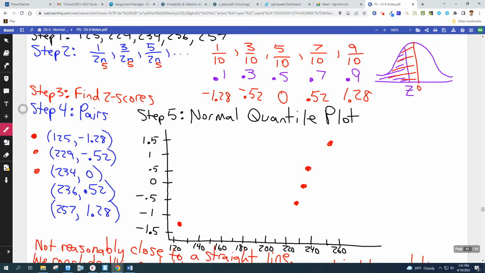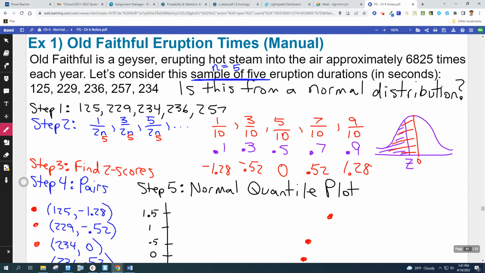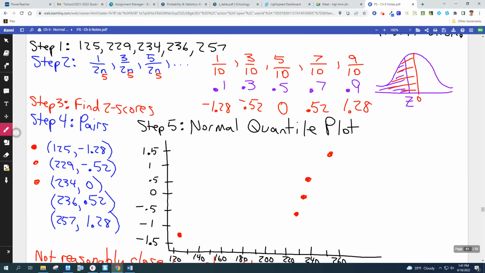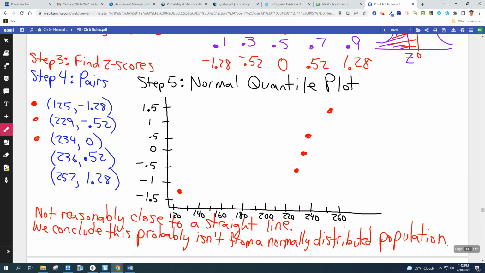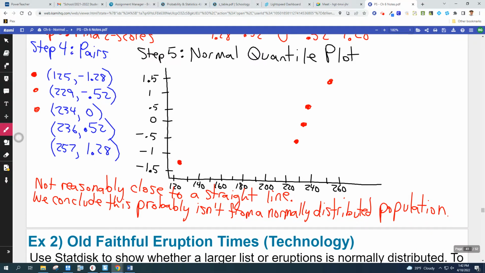Now remember, the population has 6,825 numbers in it. This would be a ridiculous problem to have to graph 6,825 points. So thankfully I can do a sample of 5, but this sample of 5 doesn't appear to come from a population with a normal distribution.